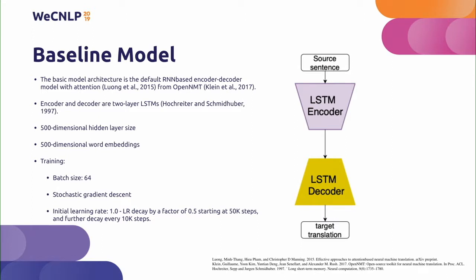So for our approaches, this is our baseline model. It is the default RNN-based encoder-decoder model with attention from OpenNMT. So the encoder and the decoder are 2-layer LSTMs, 500-dimensional hidden layer size, 500-dimensional word embeddings.